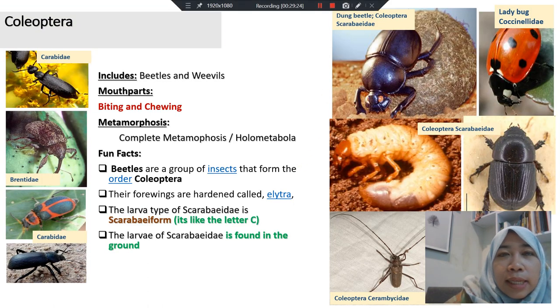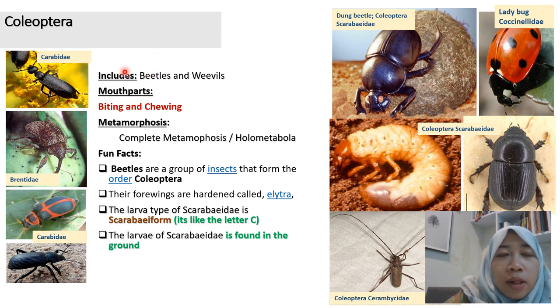And then we move to the next insect. The order is Coleoptera. The example is beetle. Yeah, there are several examples of family. This is Carabidae. Carabidae is kumbang tanah in Indonesia. This is found on the surface of the ground. This weevil is commonly found in the ground. And this is Brentidae. In Indonesia we can call it kumbang moncong. This is also Carabidae. We can find it on the ground.